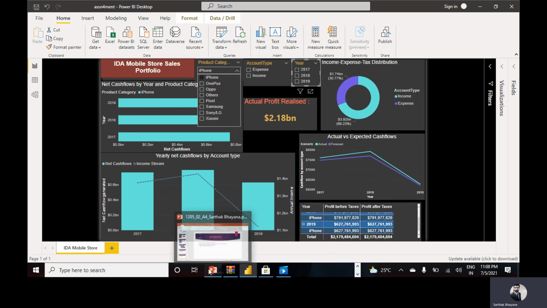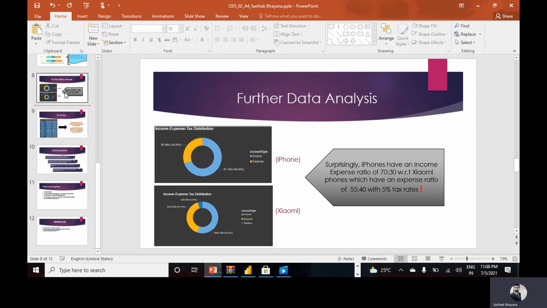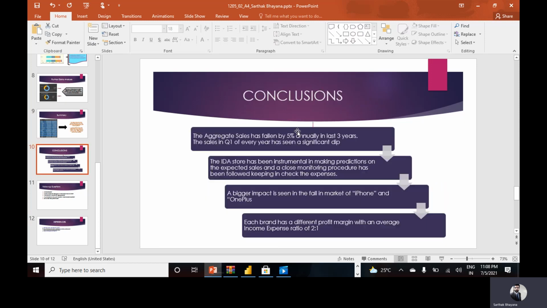To conclude the presentation, we have noticed the following points: that the sales have dipped by 5% annually, and in the 3 years there has been a 15% shortfall in the sales. Secondly, we observed that the bigger impact has been created due to the reduction in sales of the iPhone and the OnePlus. And apart from that, we have noticed that on average the brands have a profit margin, or we can say an IE ratio, of 2:1, which is, I suppose, a very good margin.